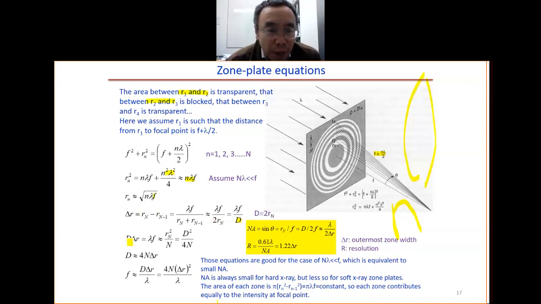Then we have d delta r equals lambda f, so f equals d delta r over lambda. The numerical aperture here, sin theta, for small theta, is roughly equal to tangent theta. The tangent theta equals Rn divided by f, which is radius divided by f, equal to diameter divided by 2f. The d is cancelled out, so we have lambda over 2 delta r. Then the resolution is given by this formula, 1.22 delta r.